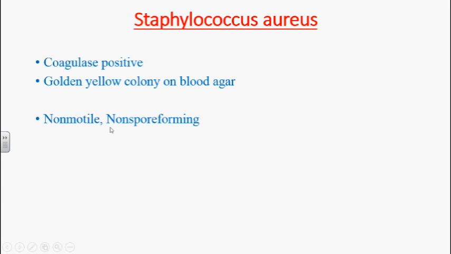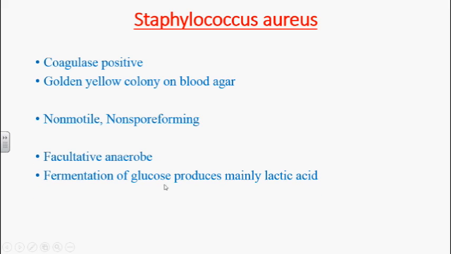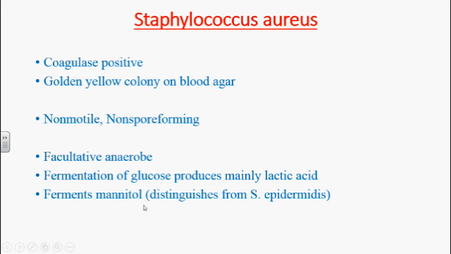They are non-motile, non-spore forming organisms. They are facultative anaerobes. They ferment glucose and ultimately produce lactic acid. They ferment mannitol, and mannitol fermentation is the main differentiating feature between Staphylococcus epidermidis and Staphylococcus aureus.